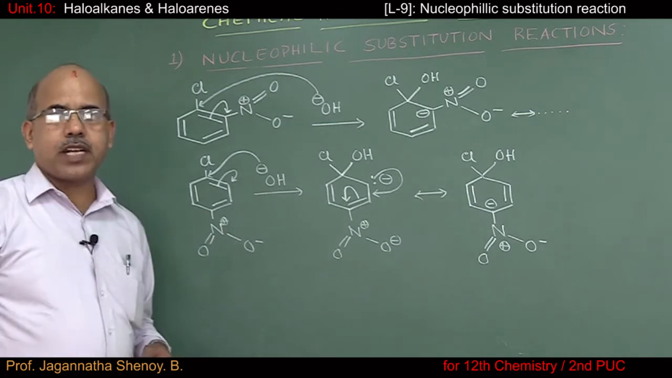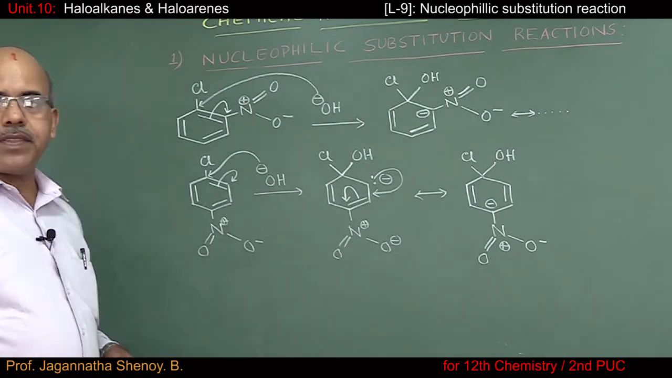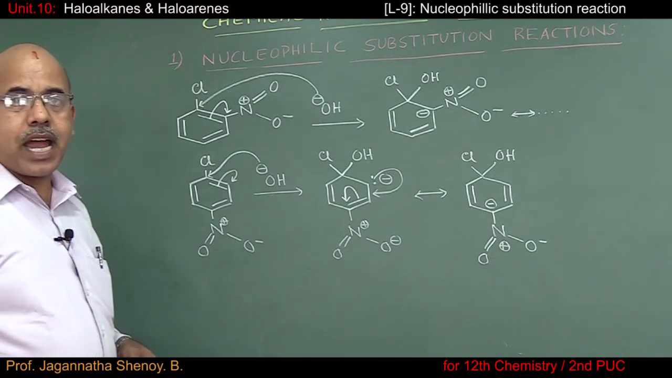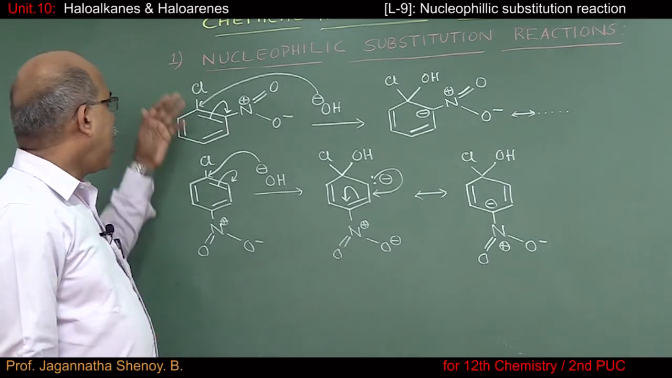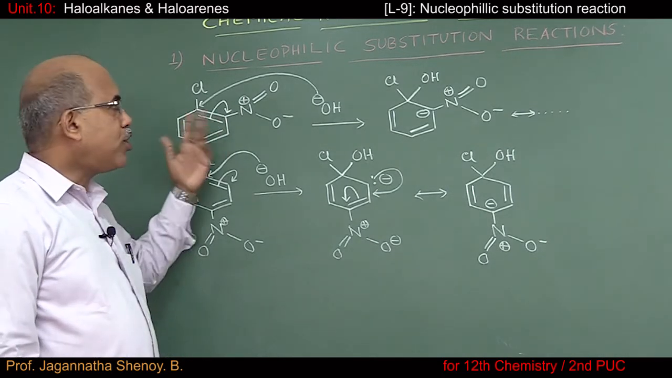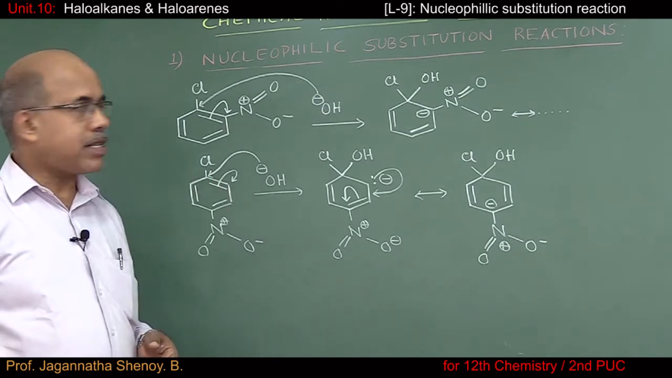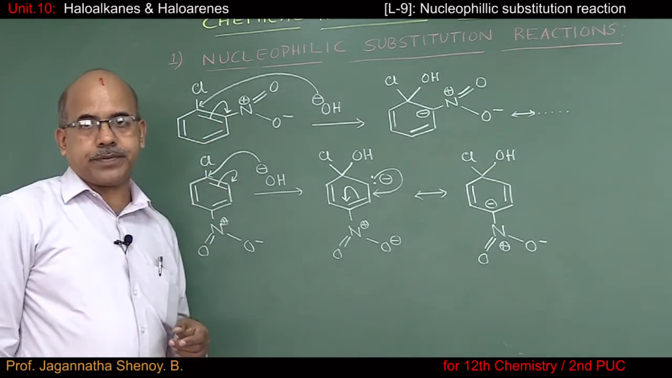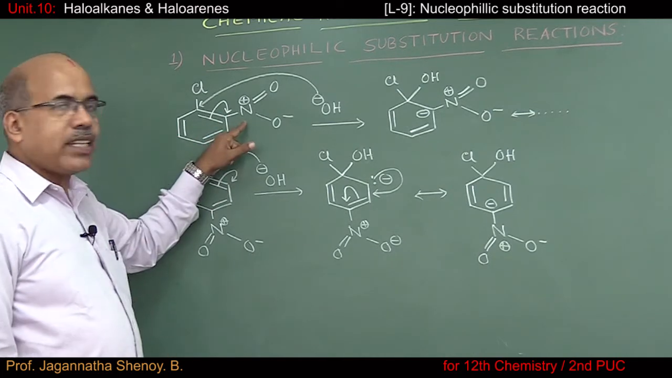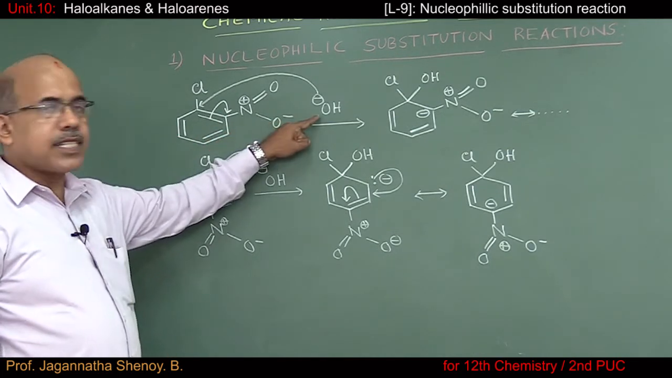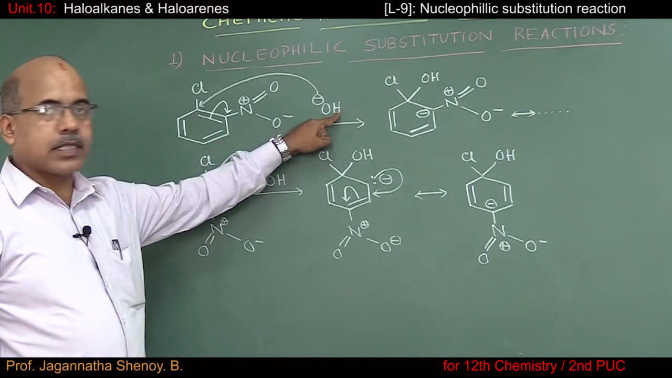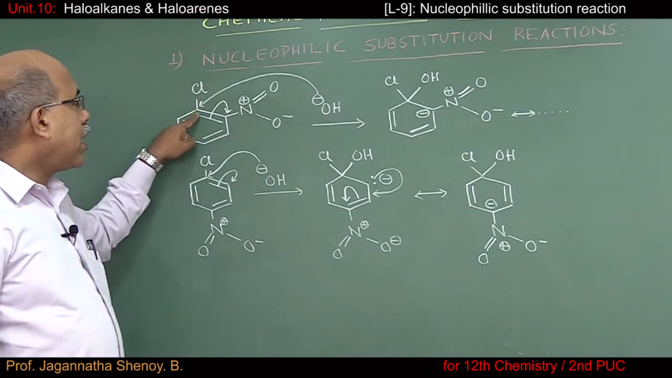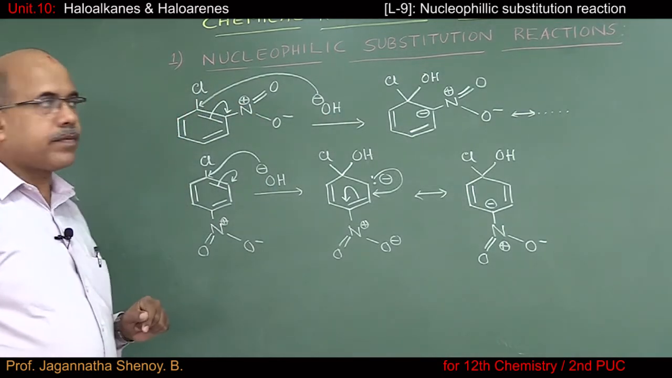Now let us find out the reason as to why the presence of NO2 group increases the reactivity of chlorobenzene towards nucleophilic substitution reactions whenever they are present at ortho and para position. If you just look at the mechanism here, this is the nucleophile OH minus which attacks the carbon atom of the benzene ring carrying chloro group.